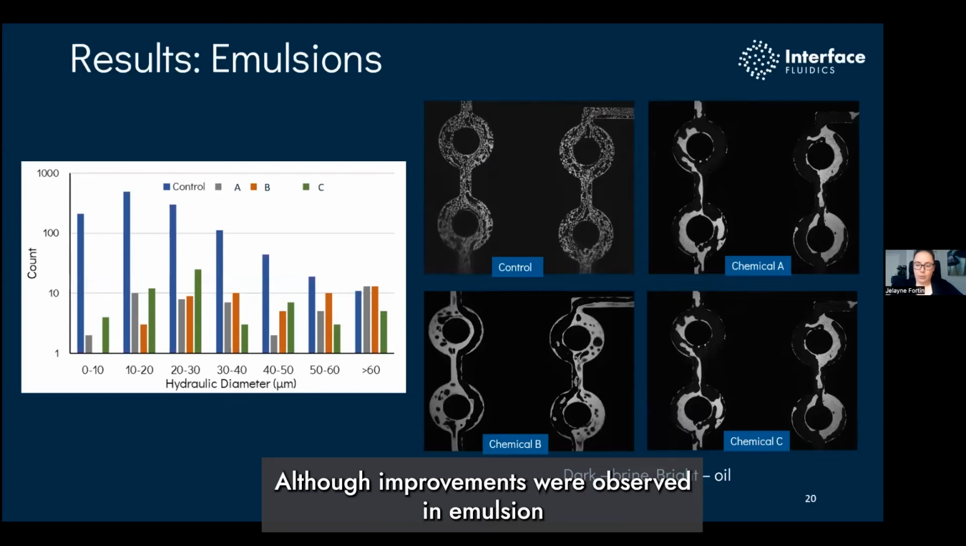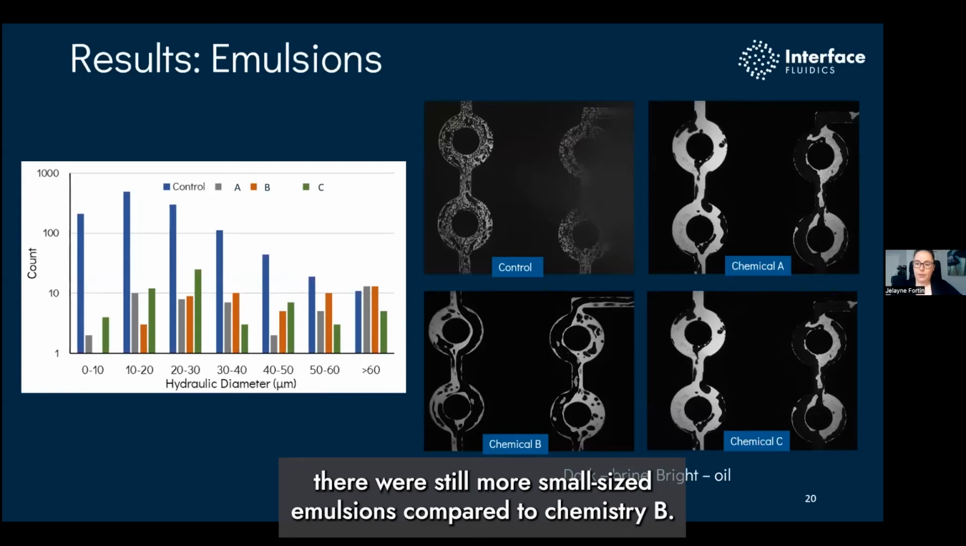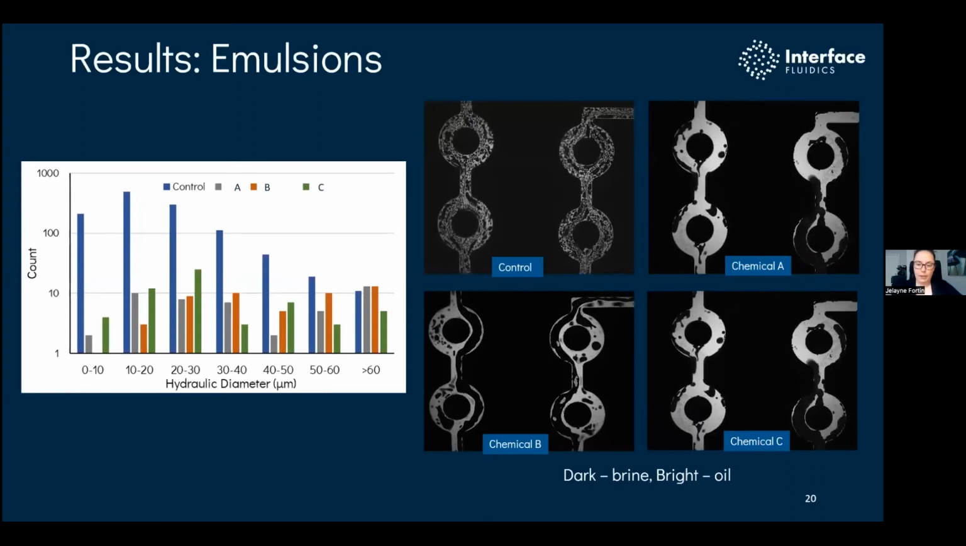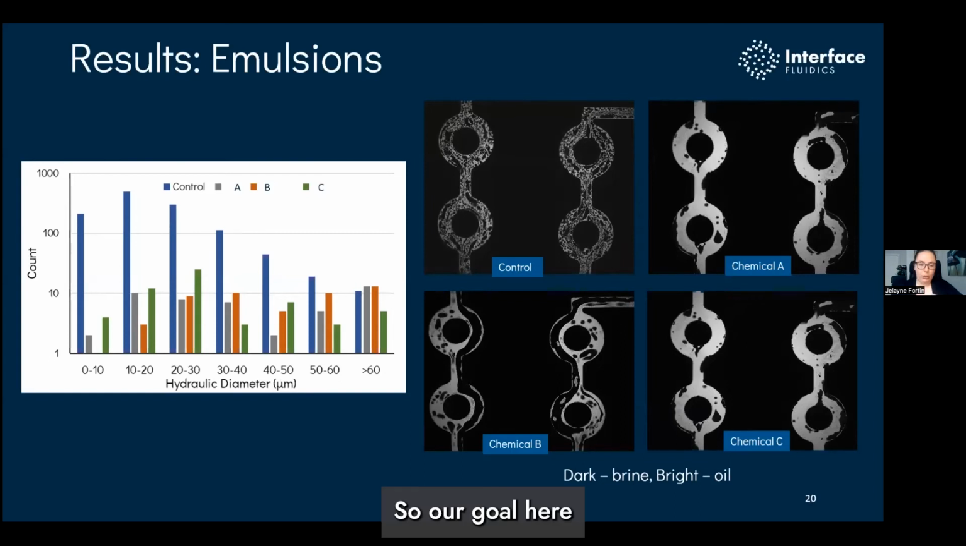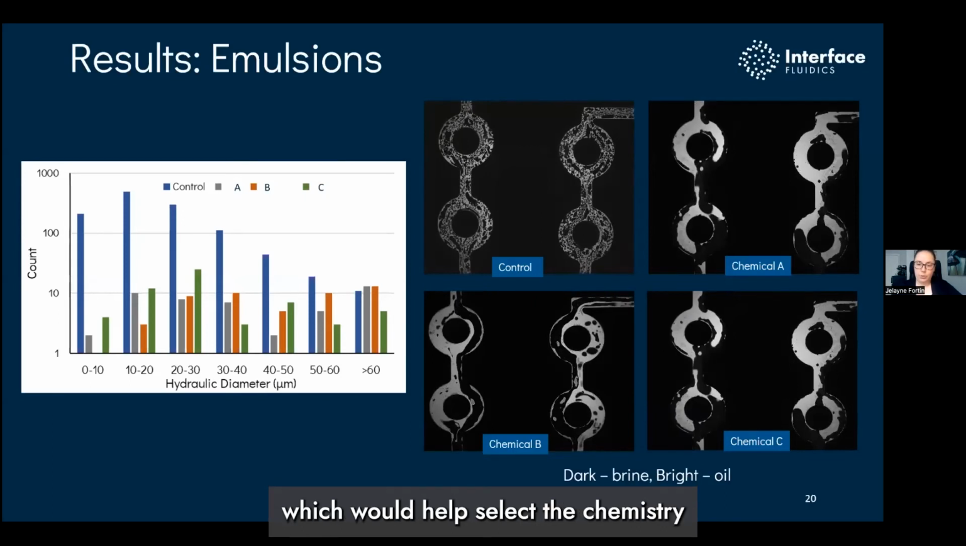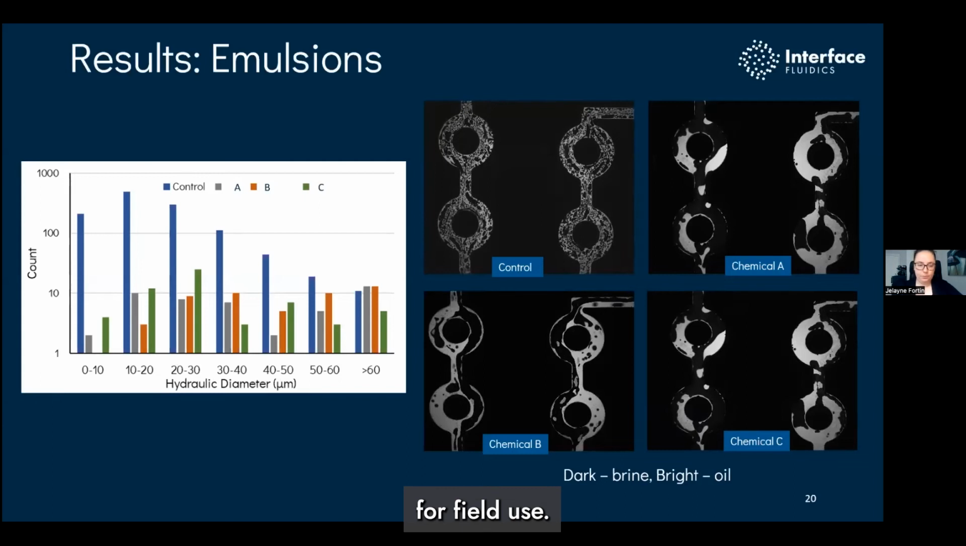Although improvements were observed in emulsion size for chemistry C, there were still more small-sized emulsions compared to chemistry B. So our goal here was to evaluate the impact on the slug flow and this droplet size, which would help select the chemistry for field use.